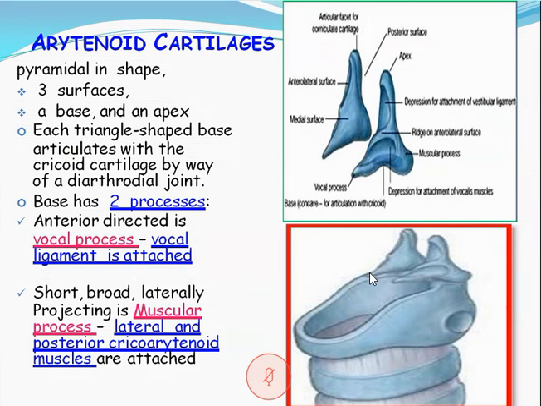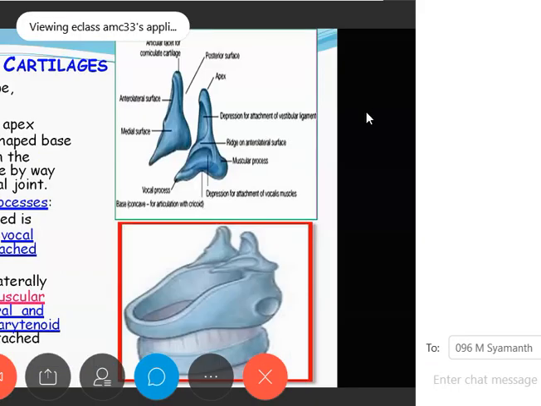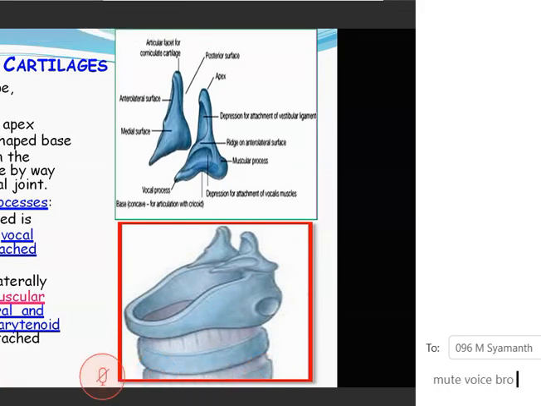Next, arytenoid cartilages. It is pyramidal in shape. It has three surfaces, a base and an apex. Each is triangle shaped. The base articulates with the cricoid cartilage by way of a diarthrodial joint. The base has two processes. The anterior directed one is the vocal process, where the vocal ligament is attached.